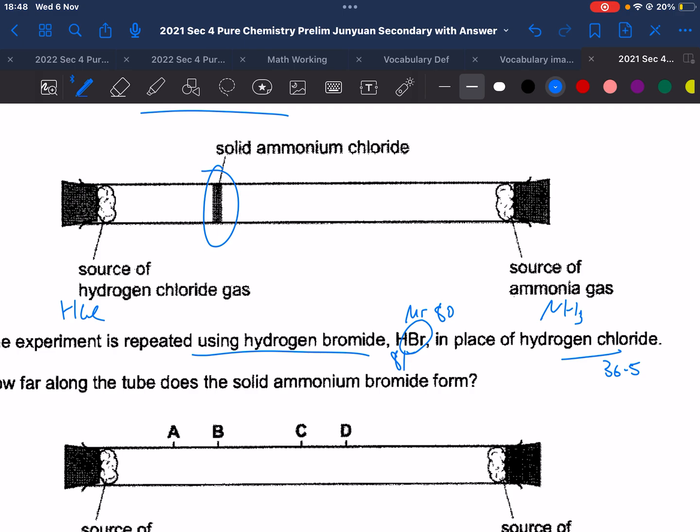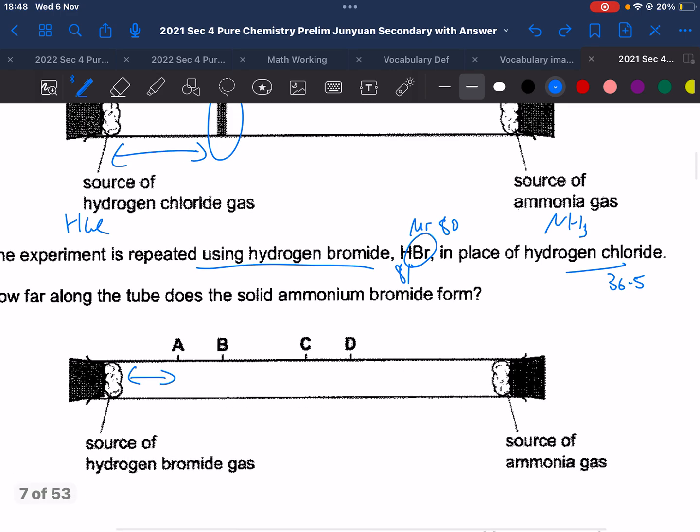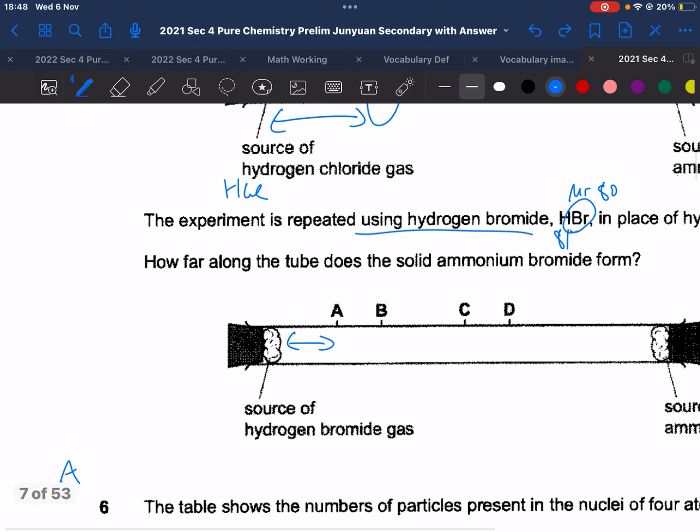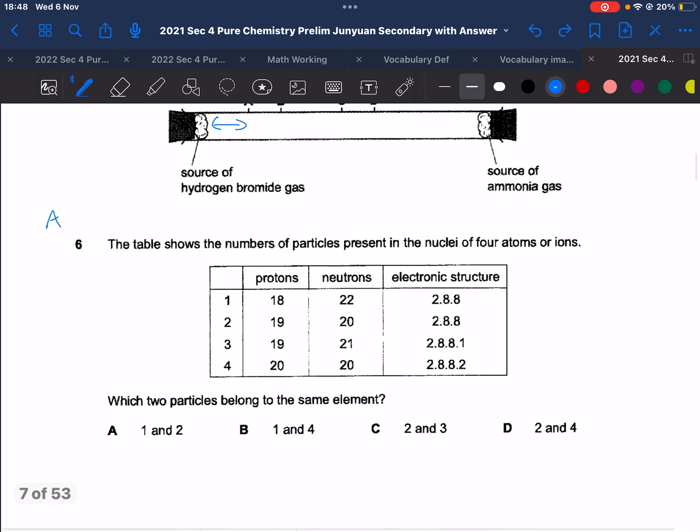So we know that HBr, or hydrogen bromide, will diffuse at a slower rate than hydrogen chloride. So if hydrogen chloride diffuses at this distance, hydrogen bromide will definitely diffuse at a shorter distance in the same amount of time. The keyword is the same amount of time. In your open-ended question, it's always important to write in the same time frame: it diffuses across a shorter distance than something else. So the answer should be A. Always feel free to pause the video to analyze.